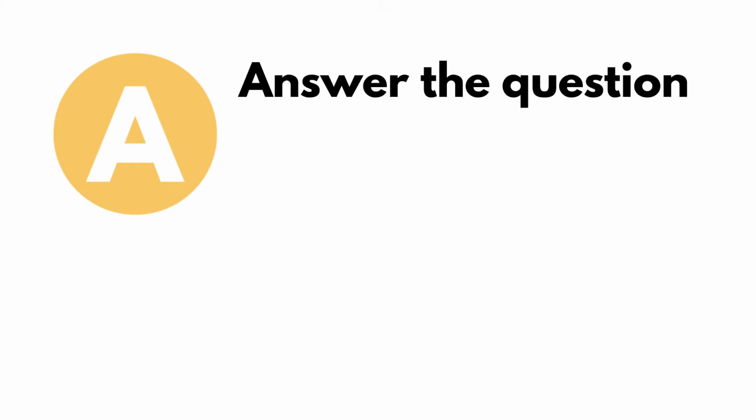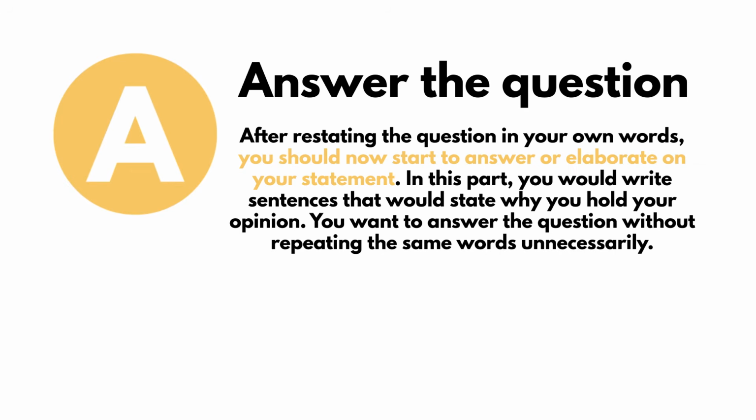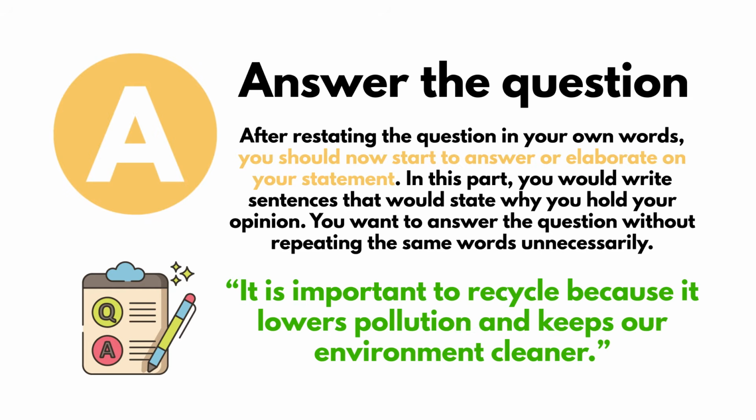A. Answer the question. After restating the question in your own words, you should now start to answer or elaborate on your statement. In this part, you would write sentences that would state why you hold your opinion. You want to answer the question without repeating the same words unnecessarily. If we look at our first example, we can add to it. We can say, it is important to recycle because it lowers pollution and keeps our environment cleaner.